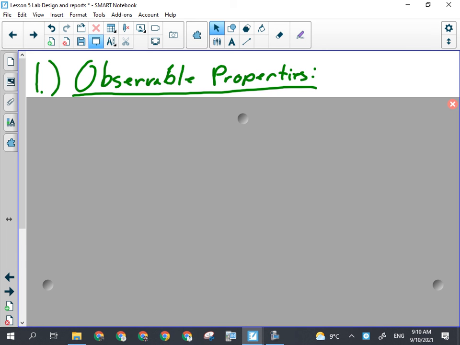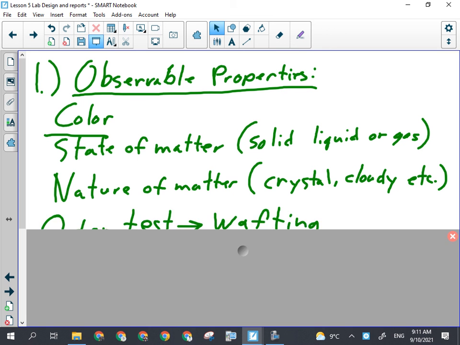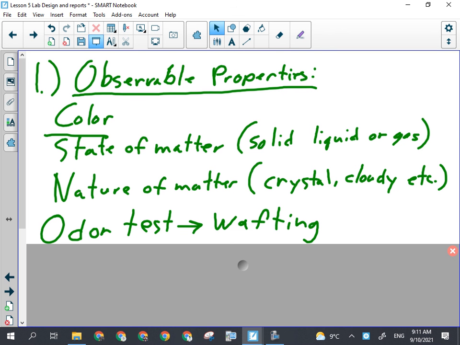And we want to do that test first because all the tests that follow are going to alter it slightly, okay? So we have to do this test before we do anything else to the compounds. So we got our observable properties test, and these are the things that we want to look for. We want to look for color, look for the state, look for the nature of the matter, crystalline, cloudy, stuff like that. Do an odor test by wafting. That will tell you the observable properties.